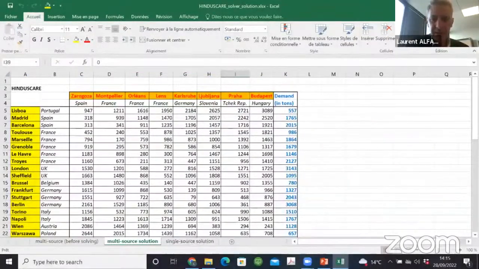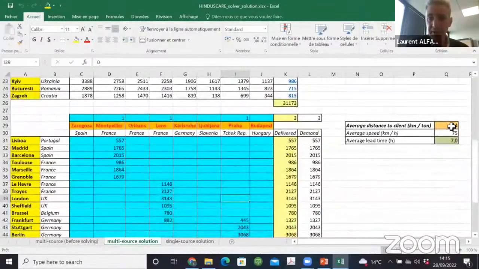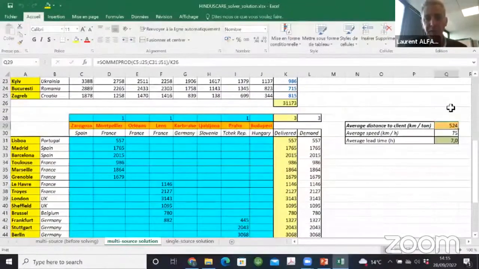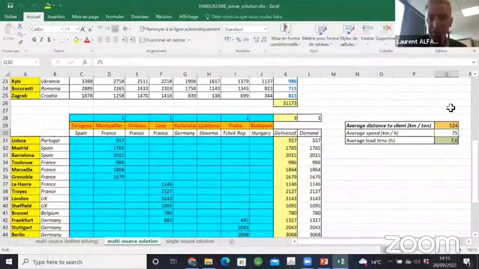And then the optimal solution is here. On average, you transport 1 ton over 524 kilometers, which, if you use a truck that has an average speed of 75 kilometers per hour, means on average 7 hours to reach the customer. For example, for Amazon, that would be too much.